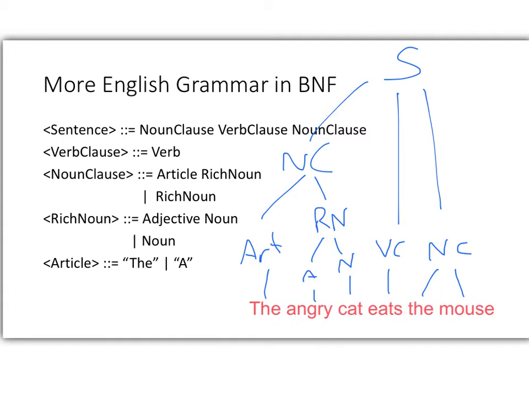But there are some things we can't do in this grammar. So for example, we can't write the angry fat cat eats the mouse. And the problem with that lies in our grammar here. If you look at what a rich noun is, a rich noun can be an adjective followed by a noun, but it can't be two adjectives followed by a noun. So now, let's correct that.